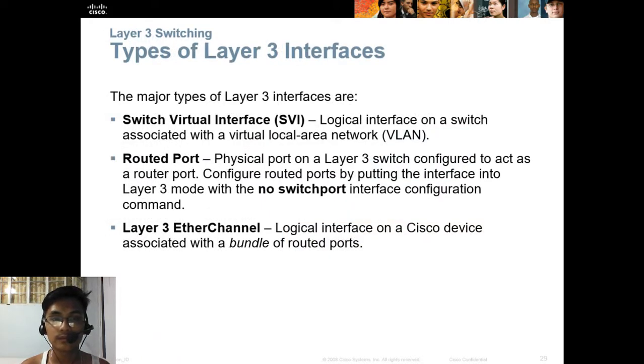So we have types of layer 3 interfaces. We have the SVI, the switch virtual interface, a logical interface on the switch associated with a virtual local area network, the VLAN. A routed port is a physical port on a layer 3 switch configured to act like a router port. Configure routed ports by putting the interface into layer 3 mode with the no switchport interface configuration command. Then there is the layer 3 EtherChannel, a logical interface on a Cisco device associated with a bundle of routed ports.